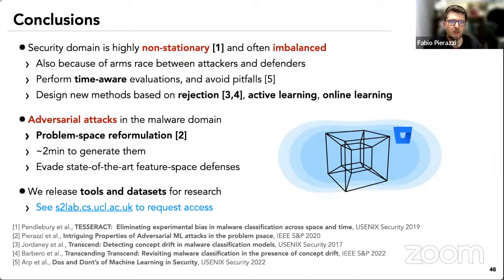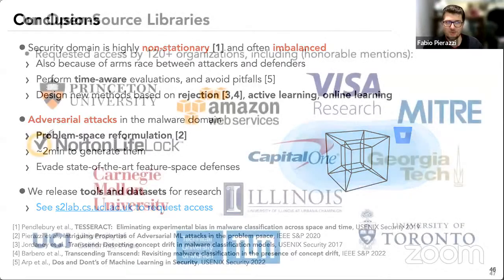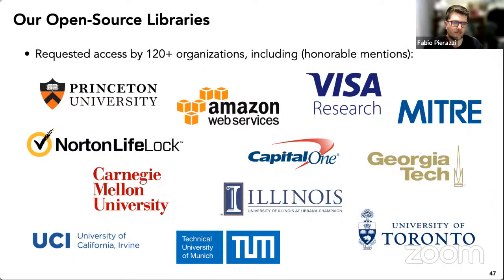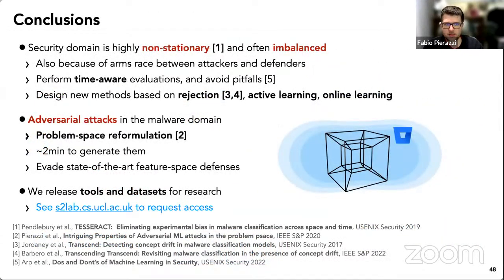And I just wanted to mention also that the code and datasets for all the research I mentioned here, and in general for all our prototypes, even the ones that I didn't have time to cover today, are available. You just have to fill a collection form, and we'll be happy to share with you. We already have more than 120 organizations that requested access, including some honorable mentions here. If you're interested in trying this out, just let me know. Most of the request forms are on the projects page on the S2Lab website, but the specific papers contain the instructions.